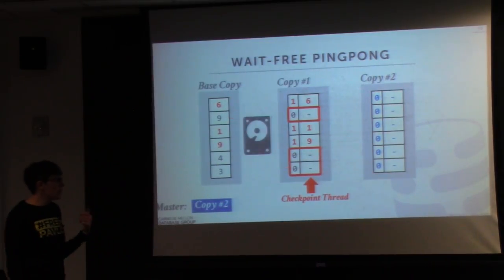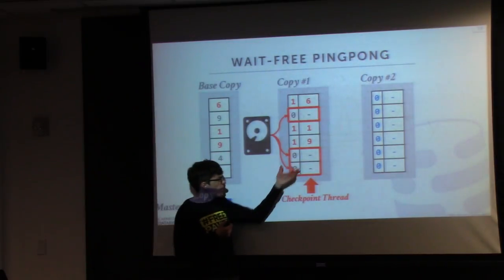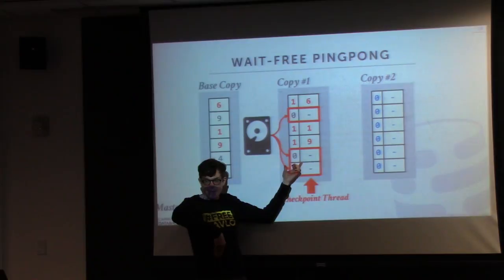So the alternative they propose is that the checkpoint thread is going to recognize that it's missing this data, and it knows it has to be in the last checkpoint that it took.